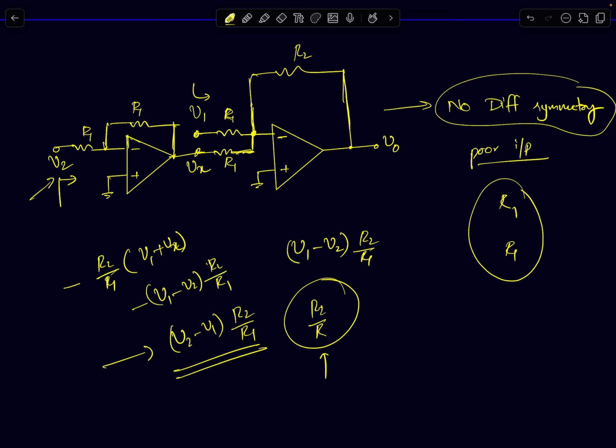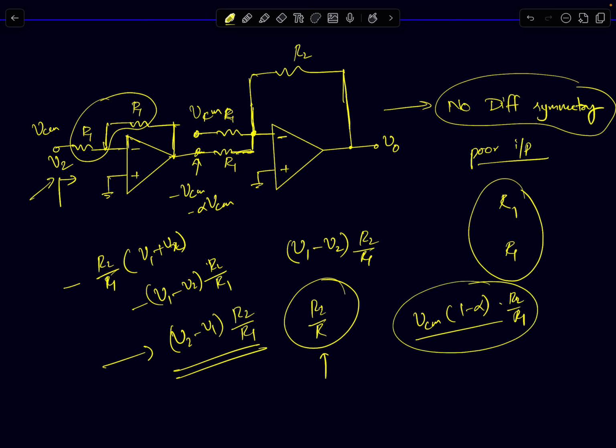Whenever you want CMRR in the order of 140 decibels, the circuit needs to have some form of differential symmetry. For example, in this circuit the gain is given by minus R1 by R. If these two resistors don't match exactly, that will lead to a gain not equal to minus 1. Then you end up creating a path for common mode. If you apply VCM here, you would expect minus VCM to appear here, but it will be minus alpha times VCM. And here you will have VCM. So the common mode gain for the circuit will be VCM into (1 minus alpha) times R2 by R1. So common mode gets amplified, and if alpha is not equal to 1, you will have some residual common mode output signal.